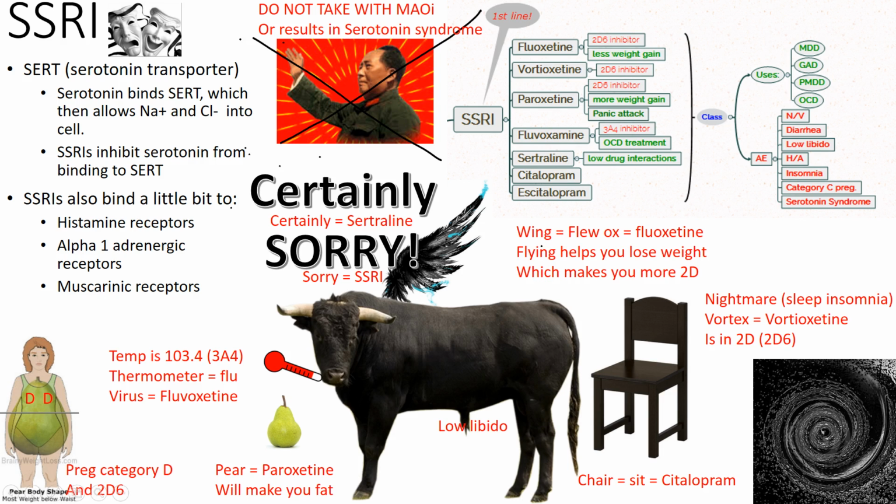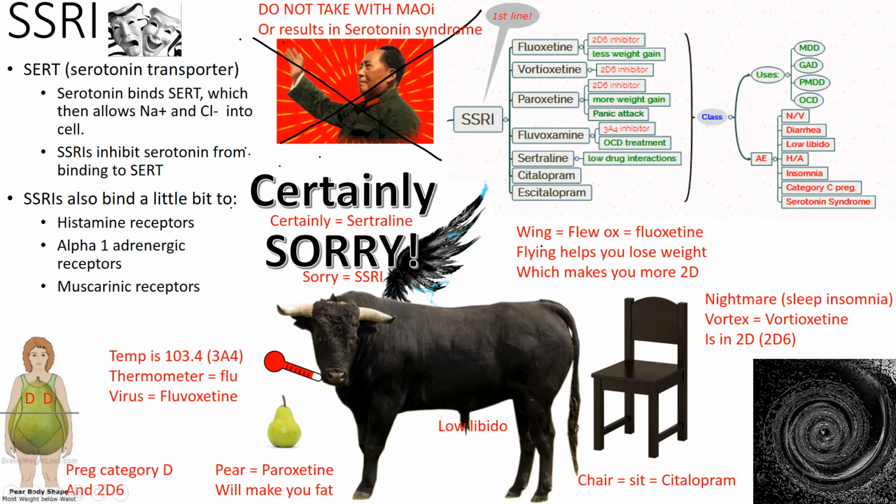He comes from this two-dimensional vortex into your nightmare, and you were dreaming while you were sitting in this chair as we were having the nightmare. And this ox shows up as a flying ox, and the ox has a flu, and so it tries to eat a pear to feel better. Okay, so now let me explain how all this fits together.